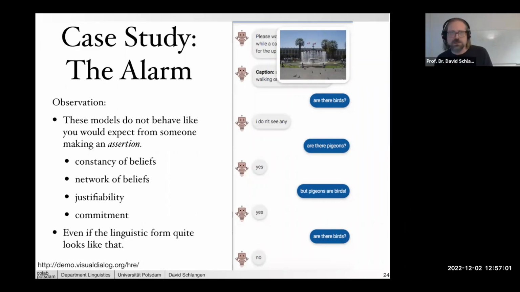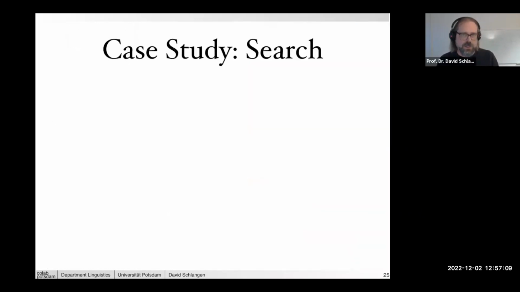Okay, so I'm going to skip over search. I have another case study here, but we can come back to this in question time, maybe, if you're interested. But this basically develops the same thought for search systems. If you ask a question to a search system, you want the answer to be connected in a justifiable way to the state of affairs, right?